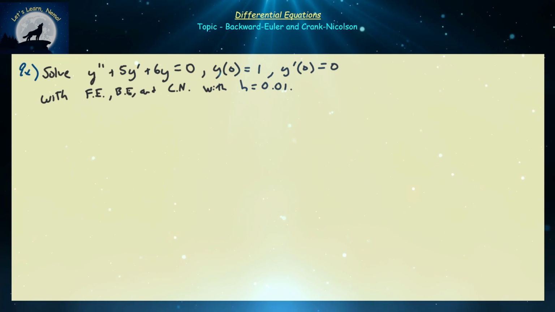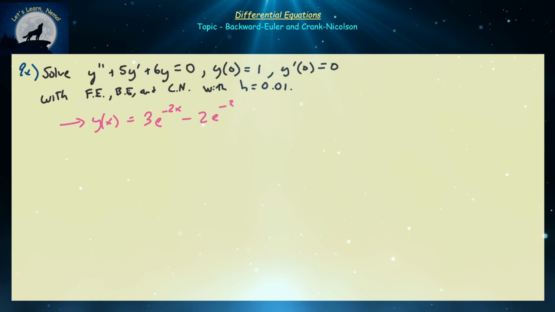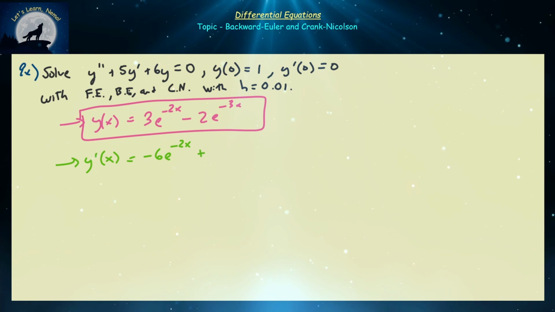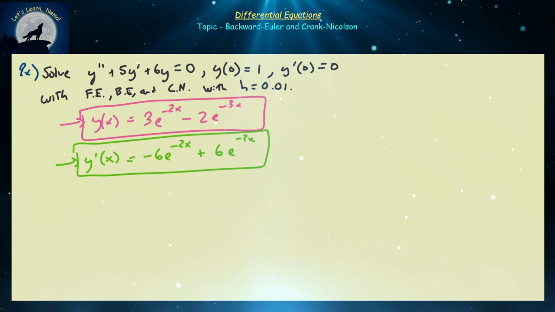In particular, you should be able to find that the exact solution for this differential equation, using whatever methods you want, is 3e to the minus 2x minus 2e to the minus 3x. So from this you can generate the exact solutions and then compare. You also might want to calculate its derivative, y prime, to be equal to minus 6e to the minus 2x plus 6e to the minus 3x as well, because you're actually going to be calculating approximations for the first derivative as well when you work through this example.